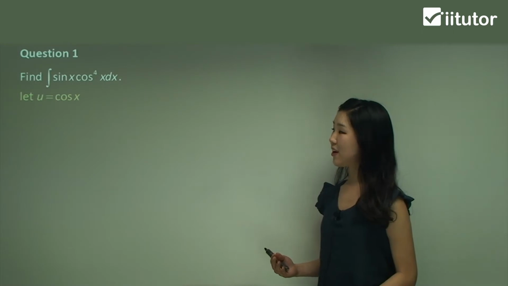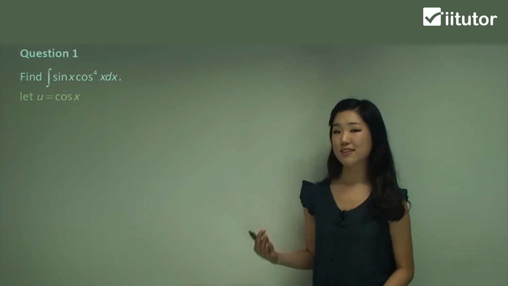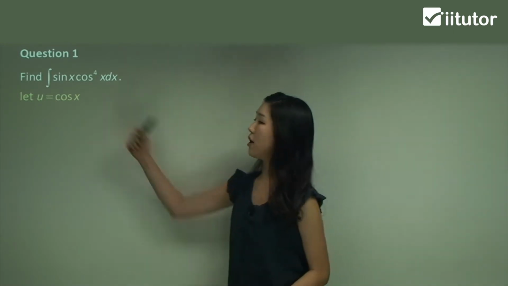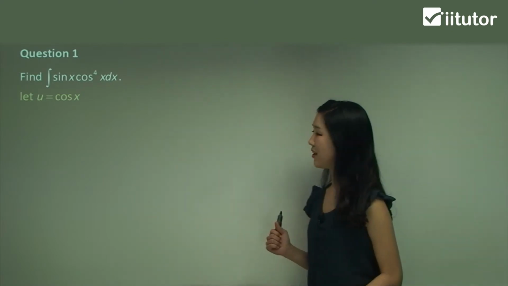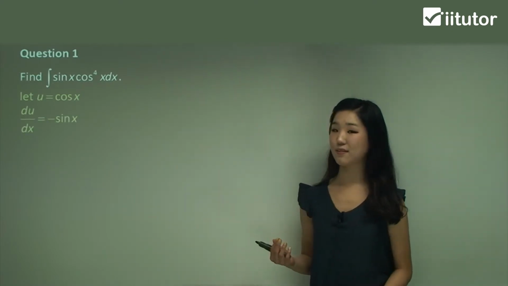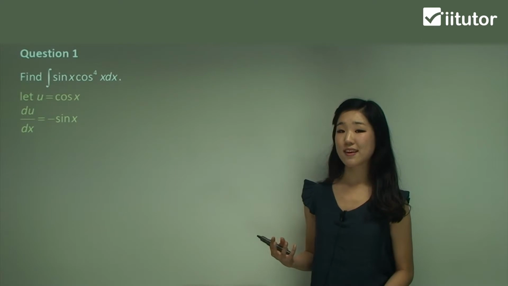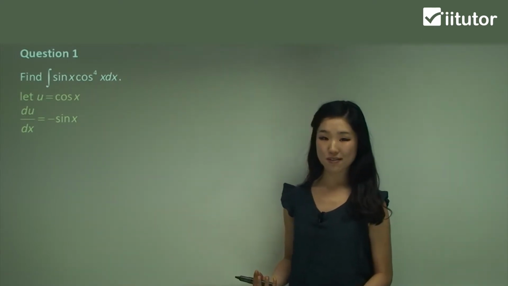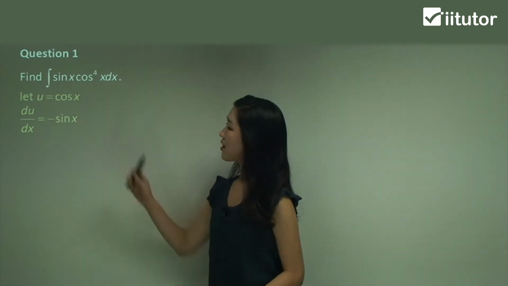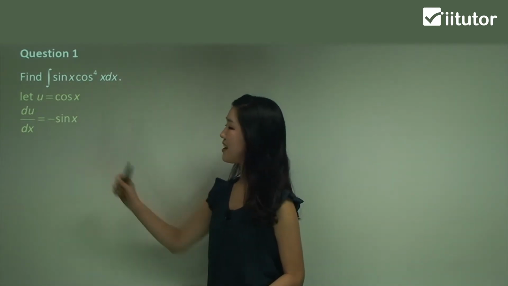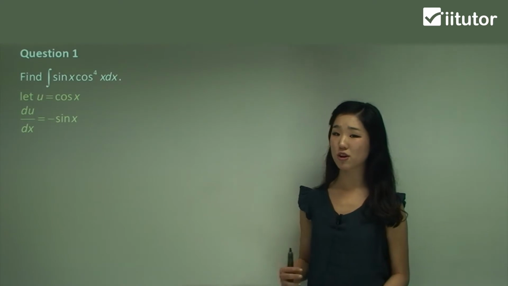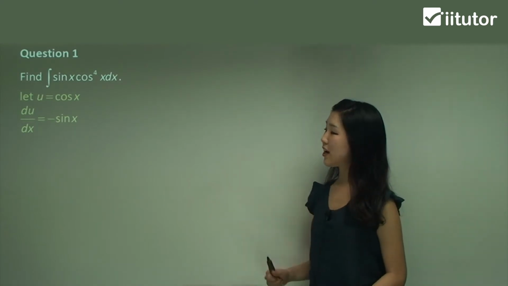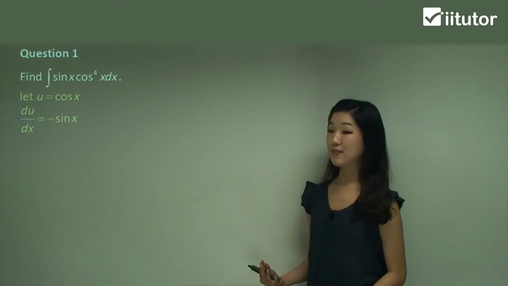Now we have to find du over dx, the differentiated form of cos x. So du over dx is negative sine x. This is one of those basic and most important trigonometric differentiations that you must know. Cos x differentiated is negative sine x. Make sure you know those. So I found that du over dx is negative sine x.